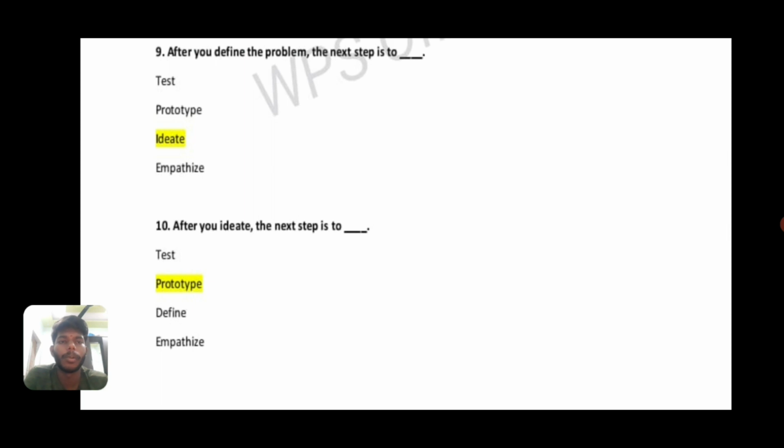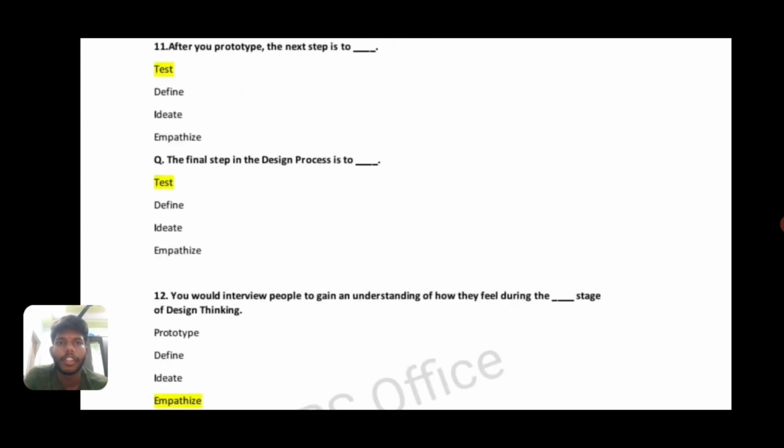After you define the problem, the next step is option A, test, option B, prototype, option C, ideate, option D, empathize. The option is ideate. After you ideate, the next step is option A, test, option B, prototype, option C, define, option D, empathize. Answer is option B, prototype.